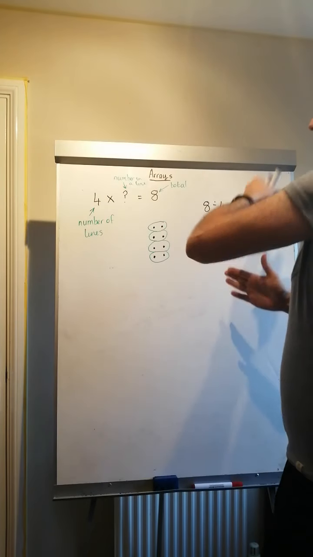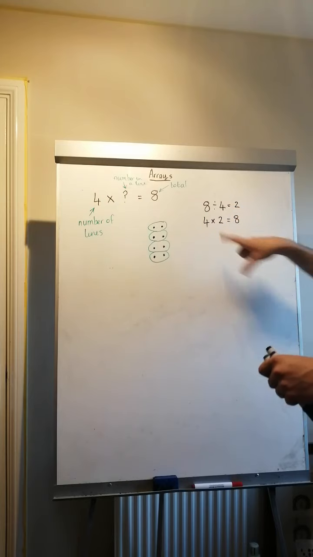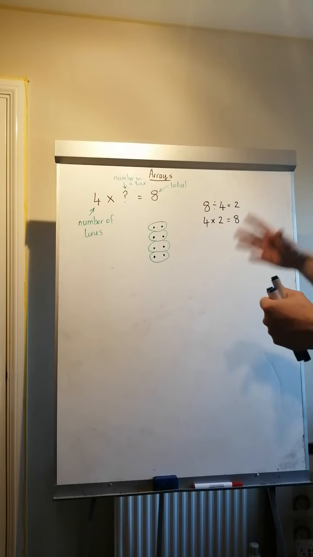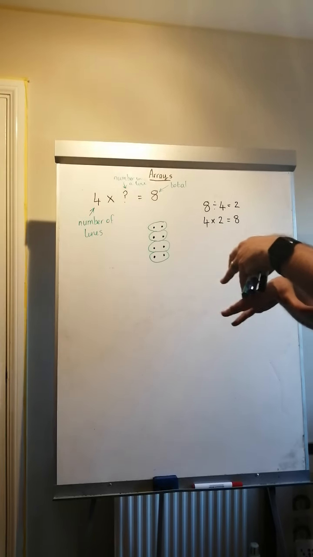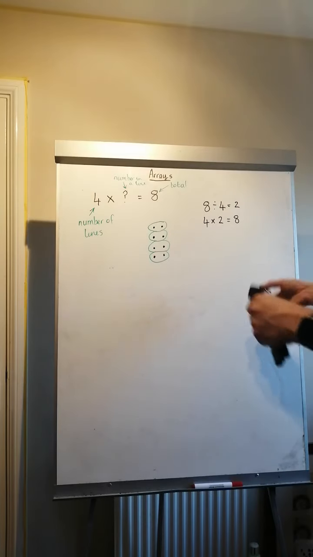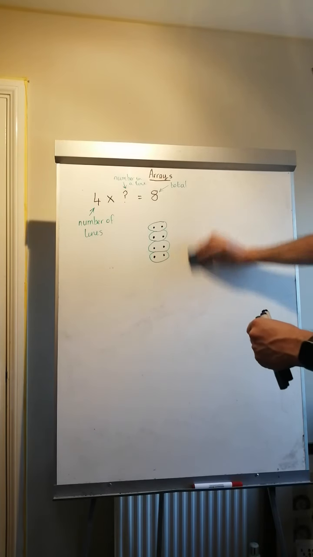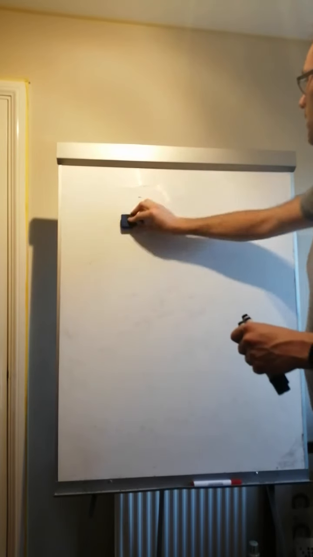Or you can skip the array altogether, because now you're starting to realise how to change a division into a multiplication, or the other way around. If you had a division question here, you could make it a multiplication to help you solve the answer. I hope that helps. Okay, that is pretty much it now for multiplication and division.